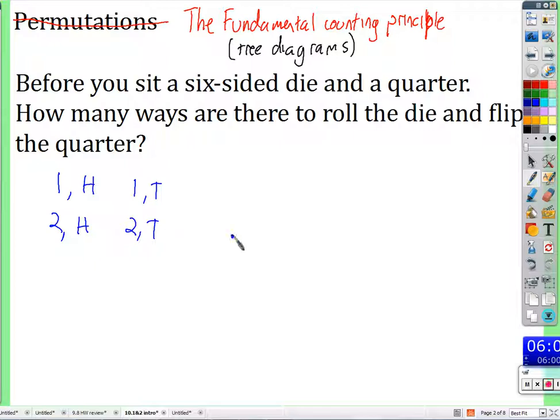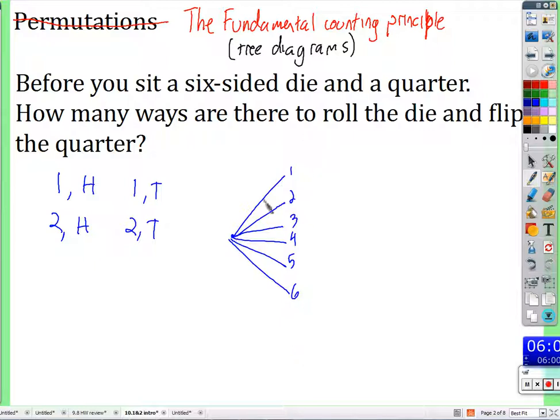Okay, here's you. This is you before you roll a die. You're about to roll a die. After you roll a die, how many different ways can that come out? Six different ways. Roll a 1, a 2, a 3, a 4, a 5, or a 6. So there are 6 different possibilities, 6 different realities.